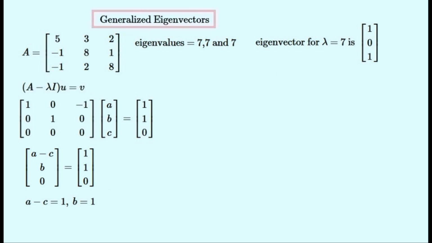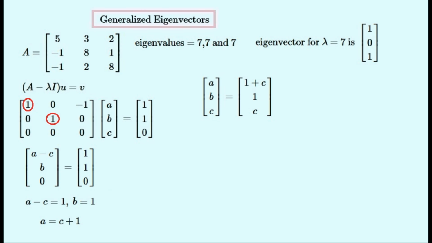Taking all of the variables a, b and c out of this vector equation gives us these two equations for a, b and c. A can be expressed as this in terms of c. Since a and b have leading ones in their columns, then they'll be assigned numerical values, and the variable c will be free to take on any value.